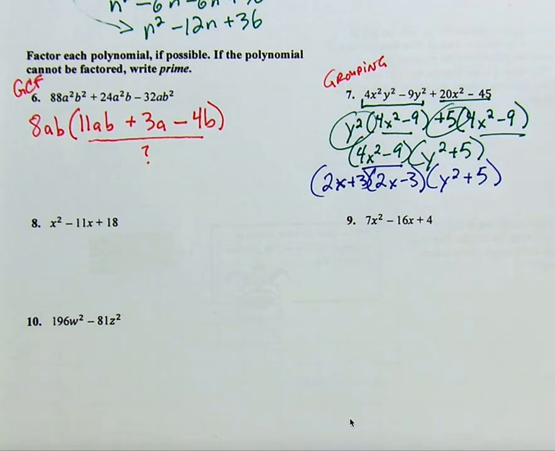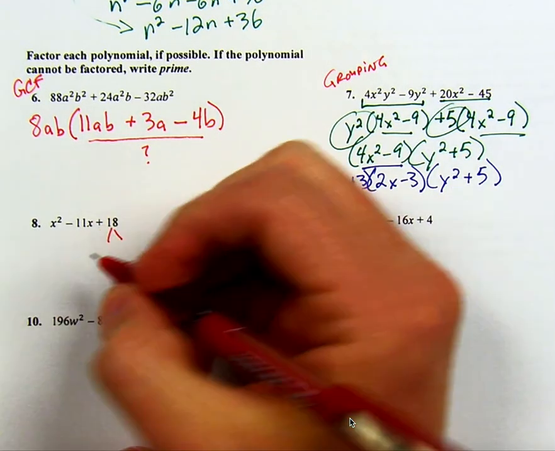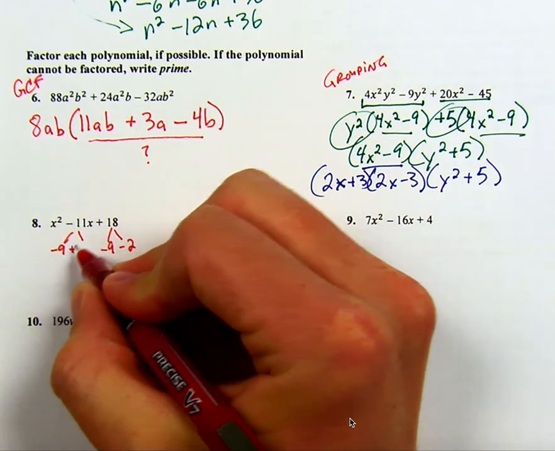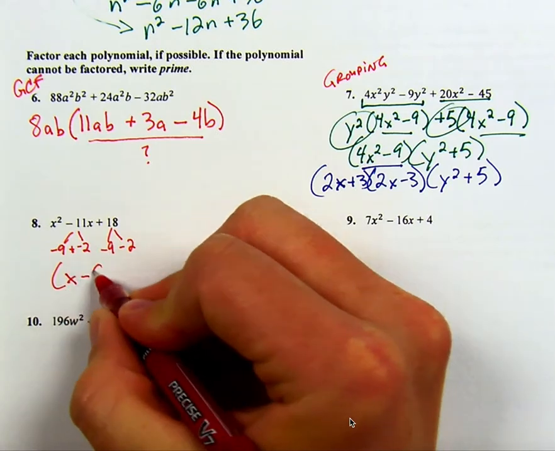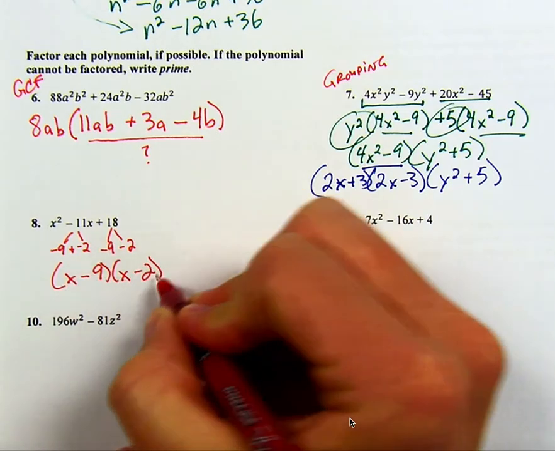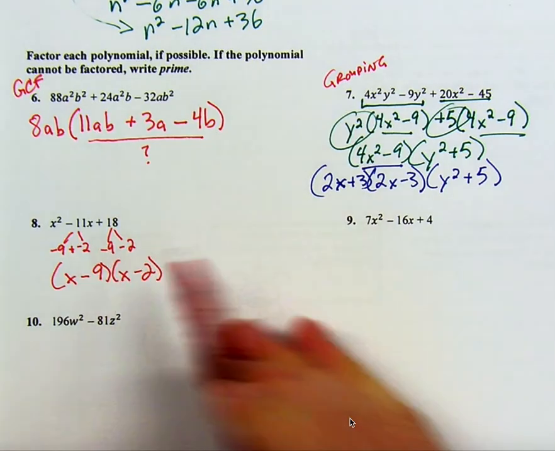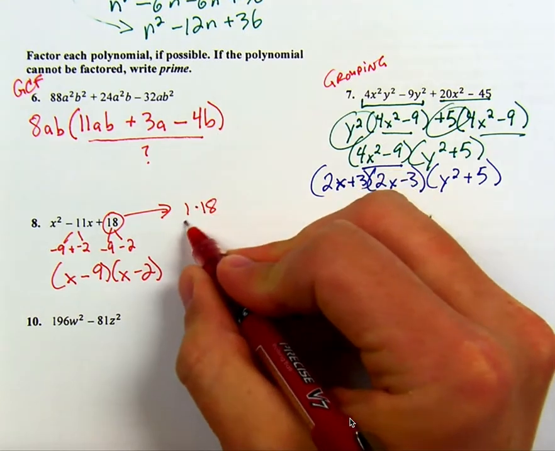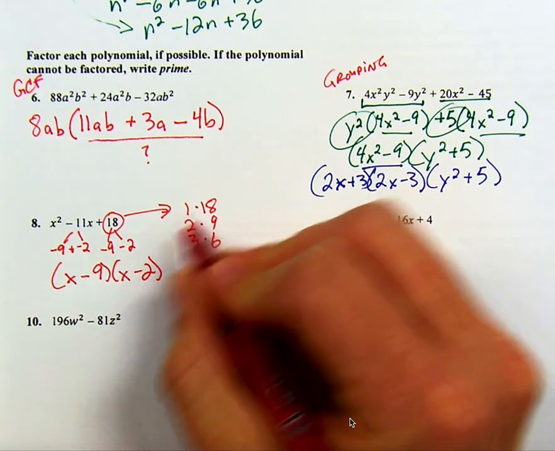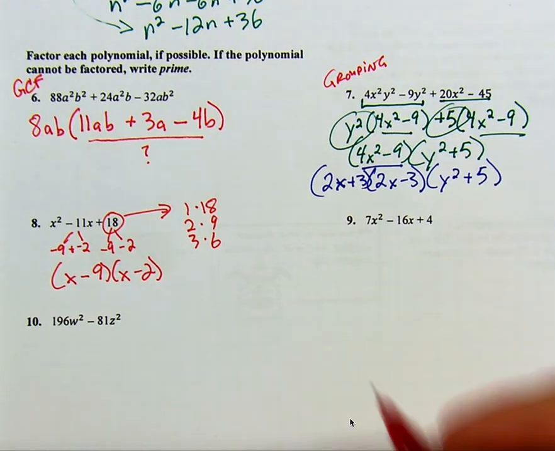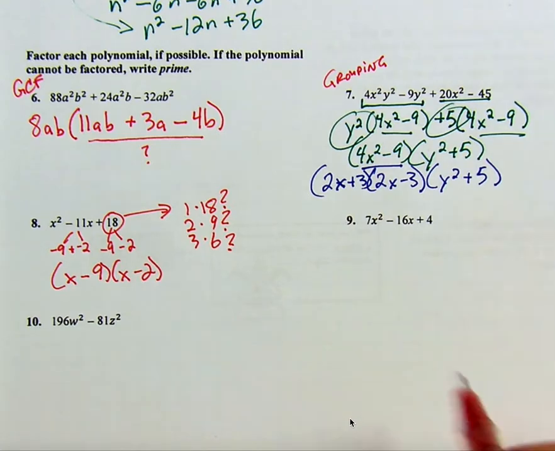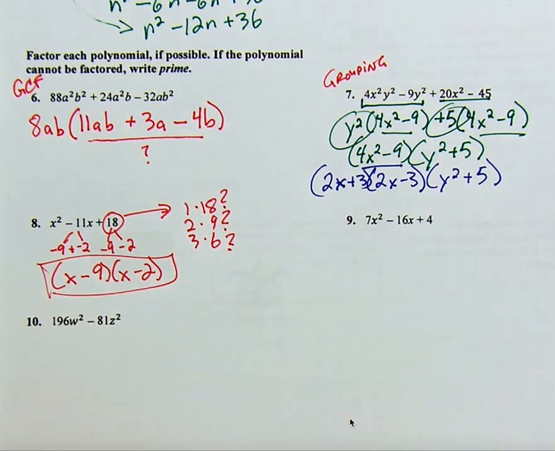All right, number 8 is a simple magic numbers problem. This is -9 times -2. This is -9 plus -2. So once you've got that, you've got your answer. It's just a matter of finding those answers. So you're going to take your 18 and you're going to run through the possibilities. Is it 1 times 18? Is it 2 times 9? Is it 3 times 6? Positive versions, negative versions, and eventually you'll figure out which combination gives you the magic combination that gets you to your answer.